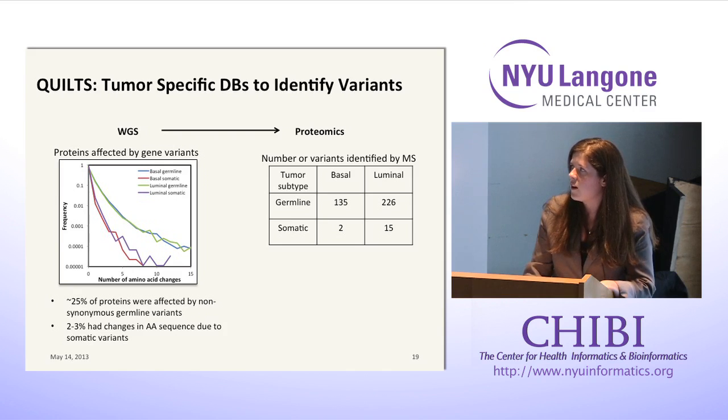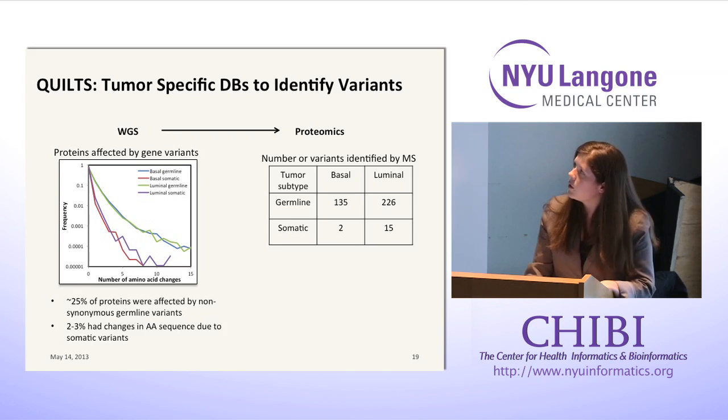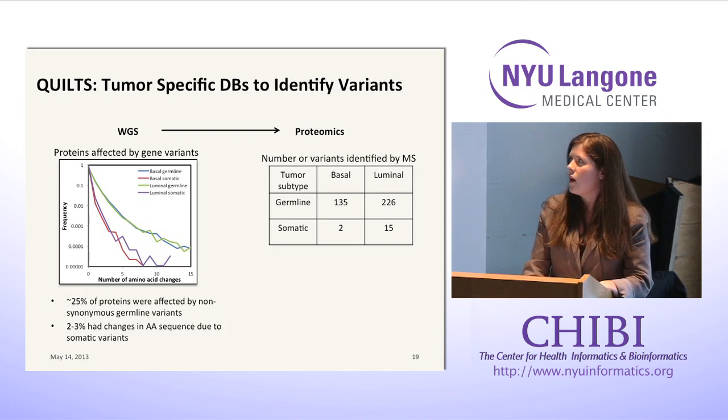So we found that 25% of proteins were affected by non-synonymous germline variants, and 2 to 3 were affected by somatic variants. When we compare this to our proteomic data, we do identify a small subset of these in our proteomics. So that was exciting.